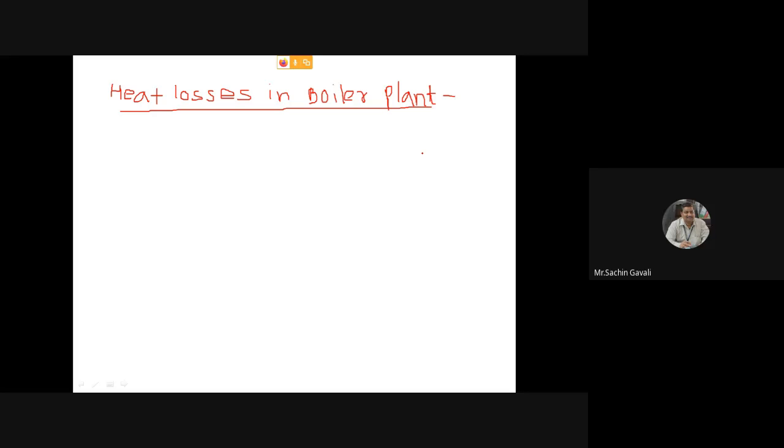The various heat losses that occur in the boiler plant are mentioned below.